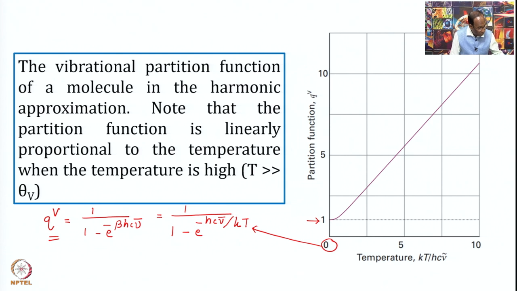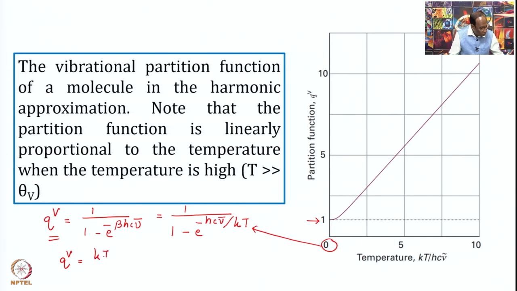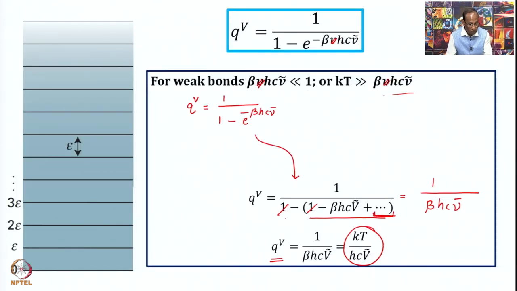If the temperature is high, what did we have? We had the result we just derived, which is kT over hc nu bar. That means it is when kT is much, much higher than hc nu bar. This was the condition, that is, kT is much, much higher than hc nu bar. All right.